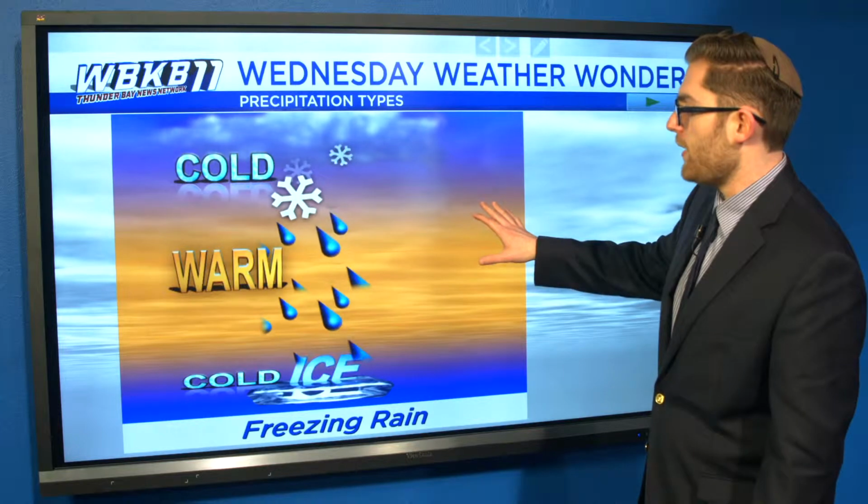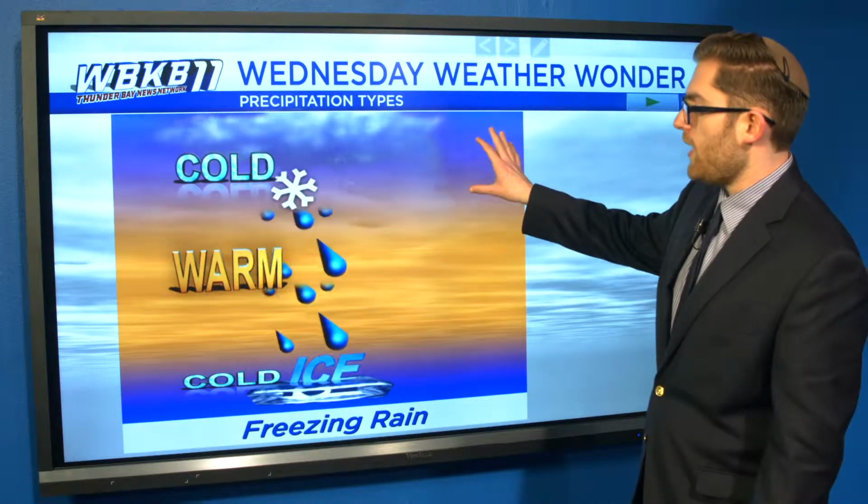But with freezing rain, we have snow at the top of the atmosphere melting to rain on the way down, and it stays as rain until it gets to the surface. And only at the surface we see that rain freezing over into a glaze of ice.